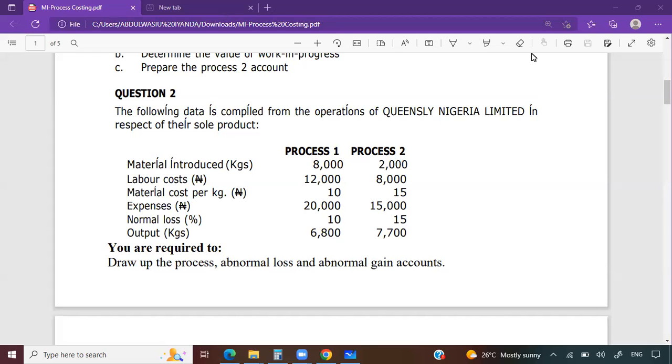So good day, everyone, and welcome to today's class. And today we are going to be talking about process costing.